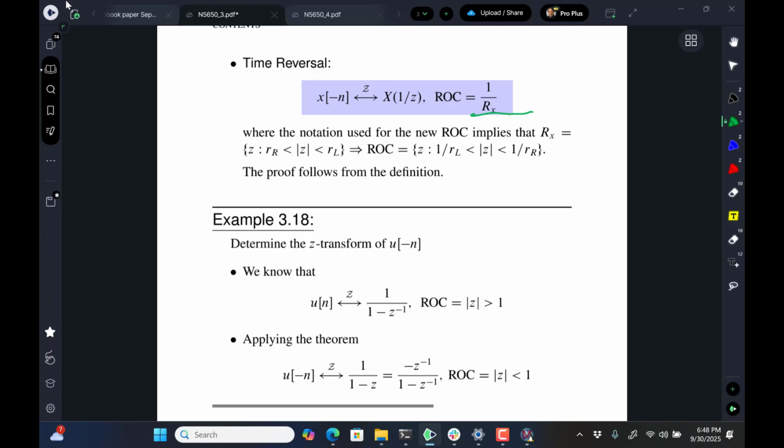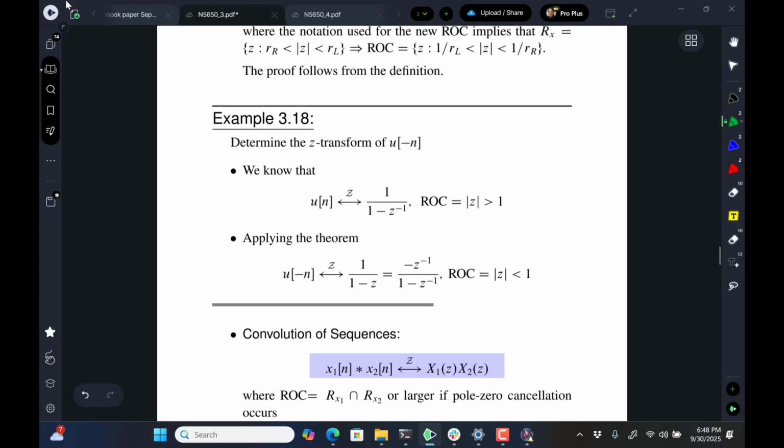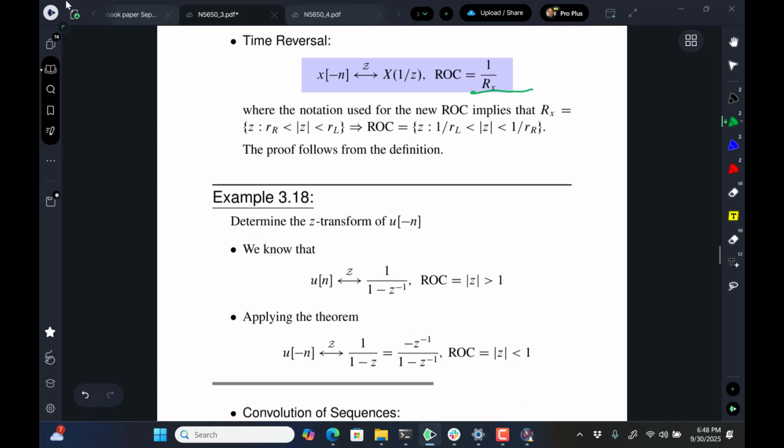Okay, so an interesting application of this theorem, though, is if you want to take u of n and run it backwards, we'll have u of minus n, and what happens to the region of convergence. So u of n transforms to 1 over 1 minus z to the minus 1. Region of convergence is the exterior of a circle of radius 1. If we use this theorem and apply it, we'll be replacing z by 1 over z, so that's why this is z, not 1 over z.